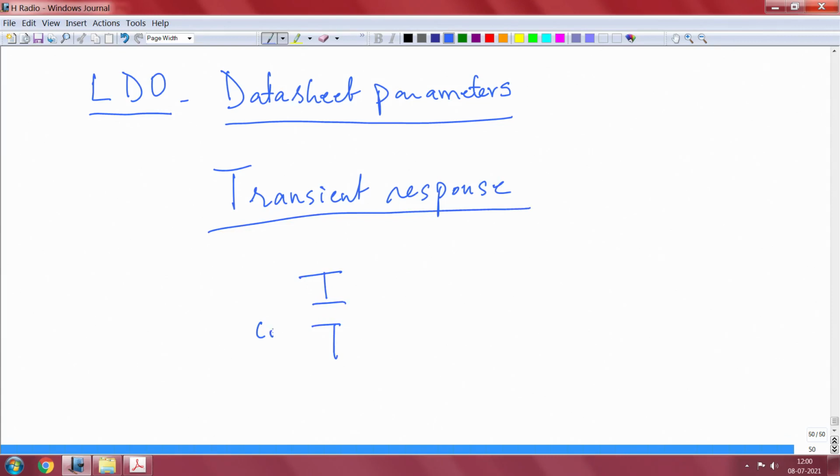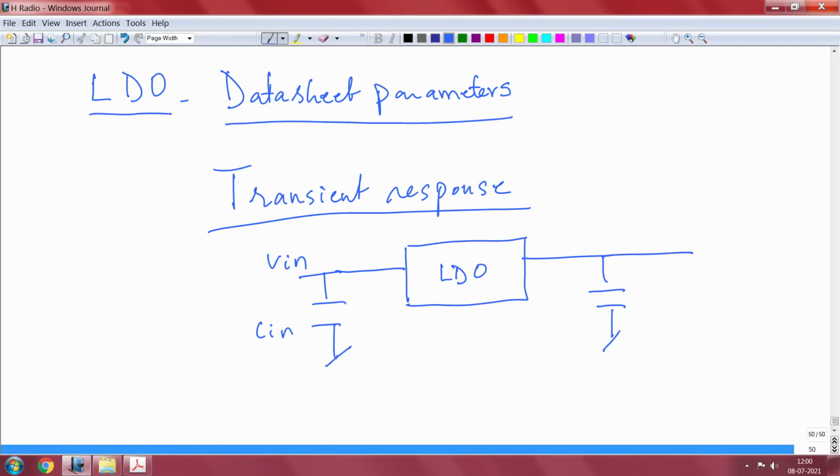This is your C in, this is going to the LDO, this is your C out, this is V in, and this is the load resistor, right. This is V out, this is your V out, like a block diagram. Okay.